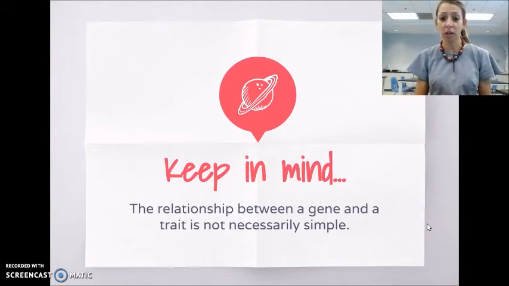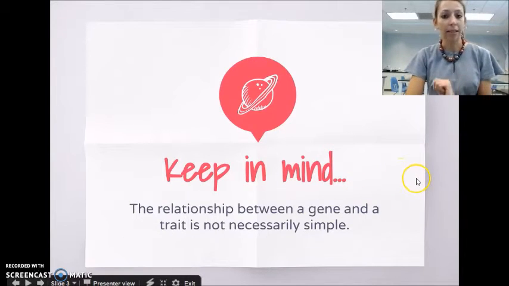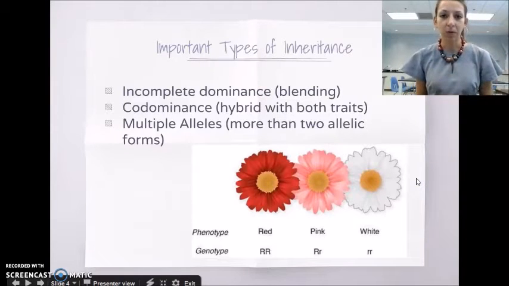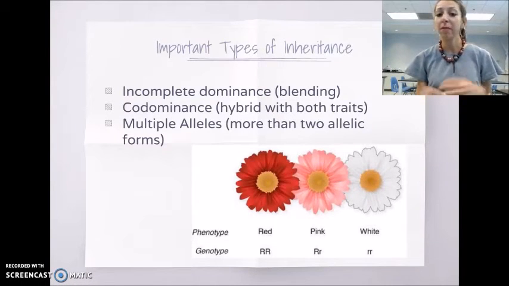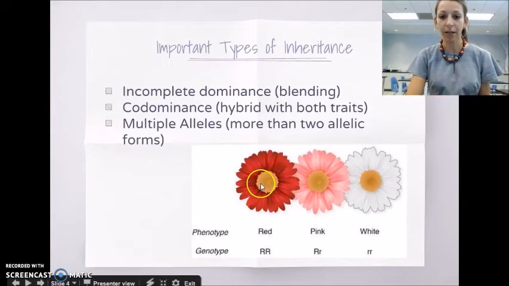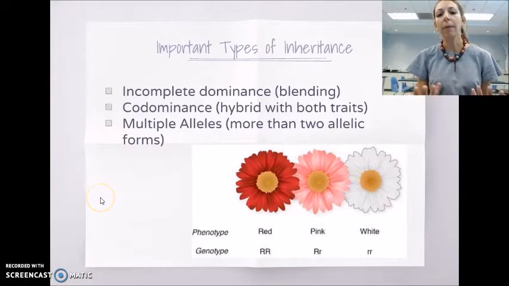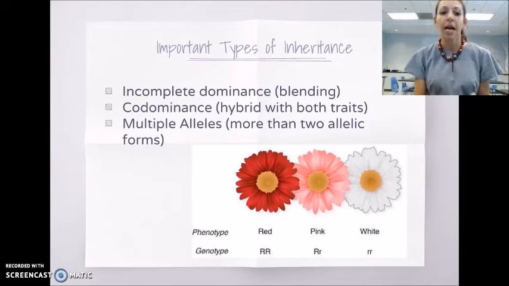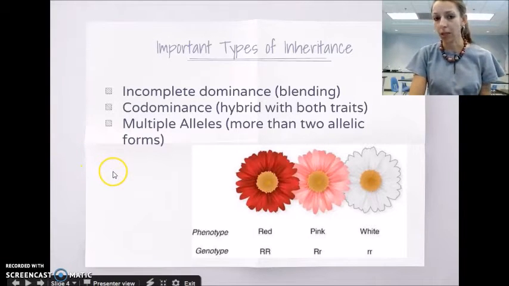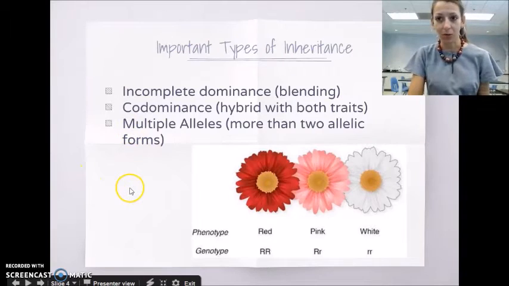In fact, most of the traits that you recognize in your body are controlled by multiple genes, and there may be multiple reasons for why these are interacting with each other or presenting in the phenotypes as they do. So, three important types we're going to start with. Incomplete dominance, that's when we have a blending of traits, and we'll notice our pink flower here is an example of incomplete dominance. Codominance, this is a hybrid with both traits. Frequently we'll talk about cows and their spots as an example of codominance. And multiple alleles, more than two allelic forms. So, blood types is a great example of when something has multiple alleles. It can also be an example for codominance too, but we will talk about that.